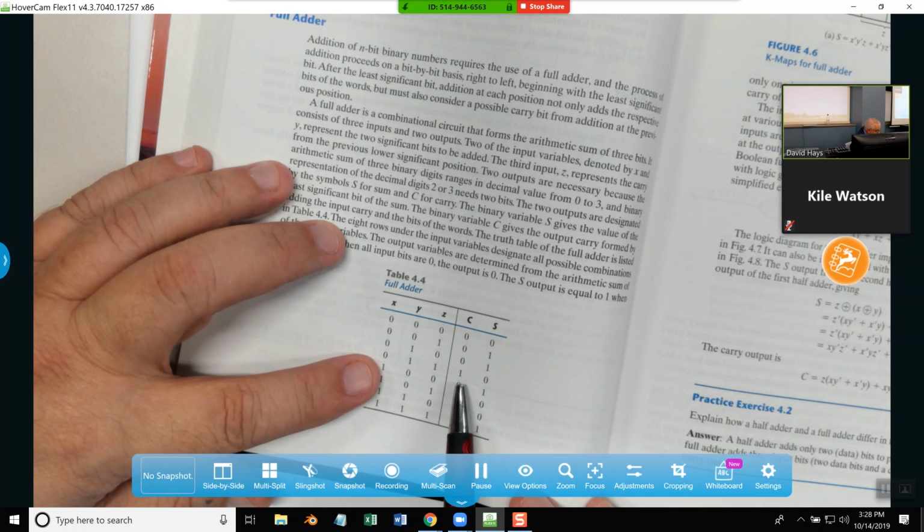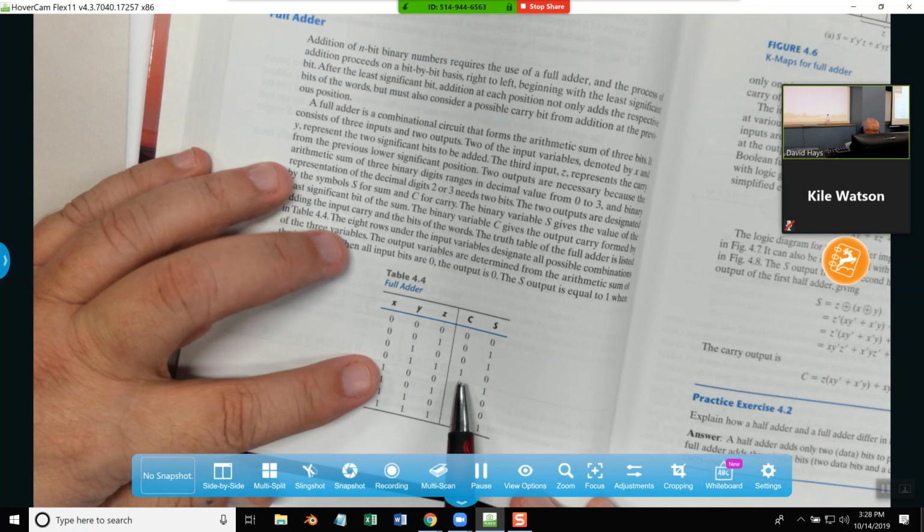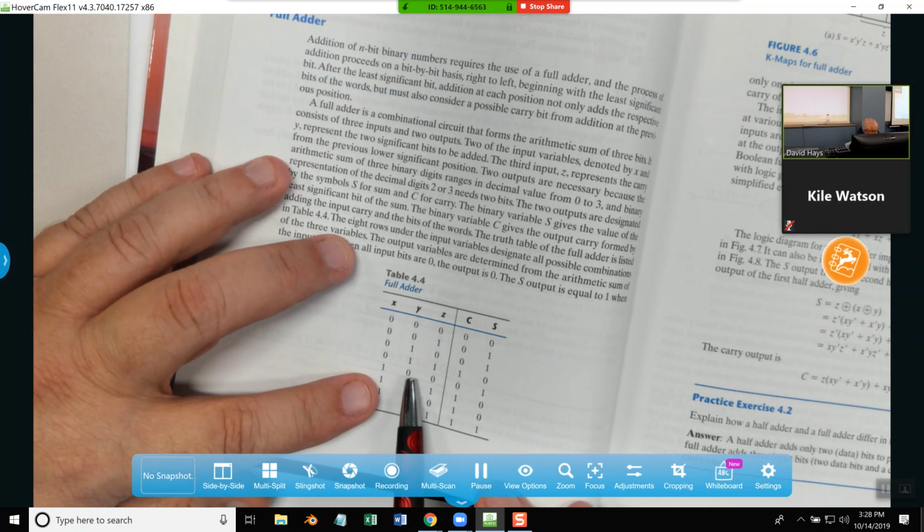This one, I'm assuming is where C is equal to 1. Let me see. 0, 1, 1, yeah. 1, 0, 1, yeah. 1, 1, 0, yeah. And 1, 1, 1. Okay.